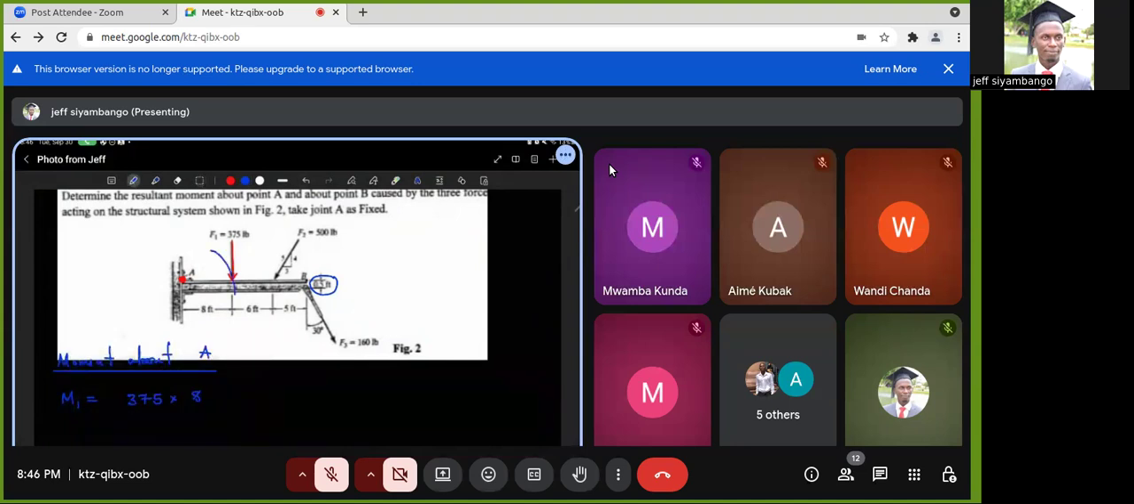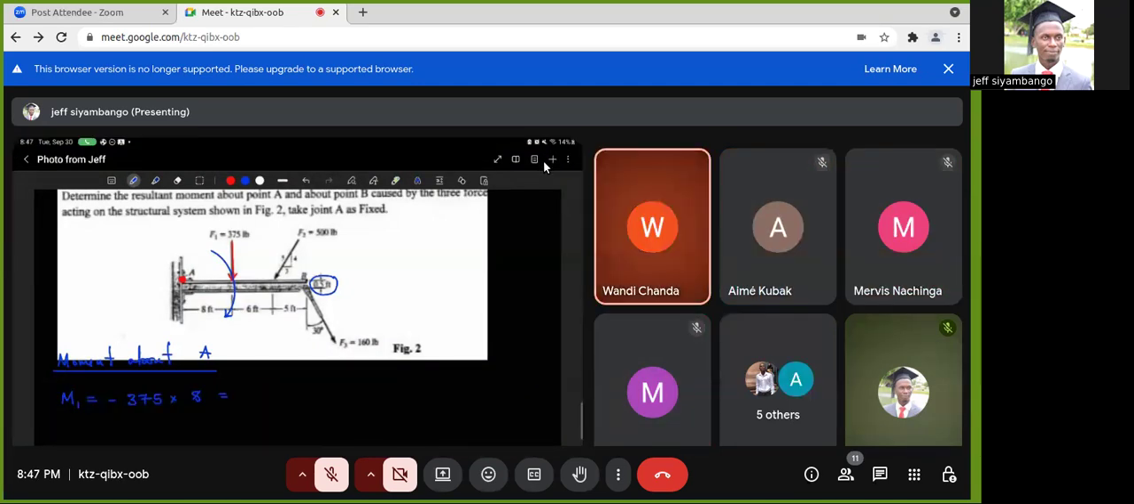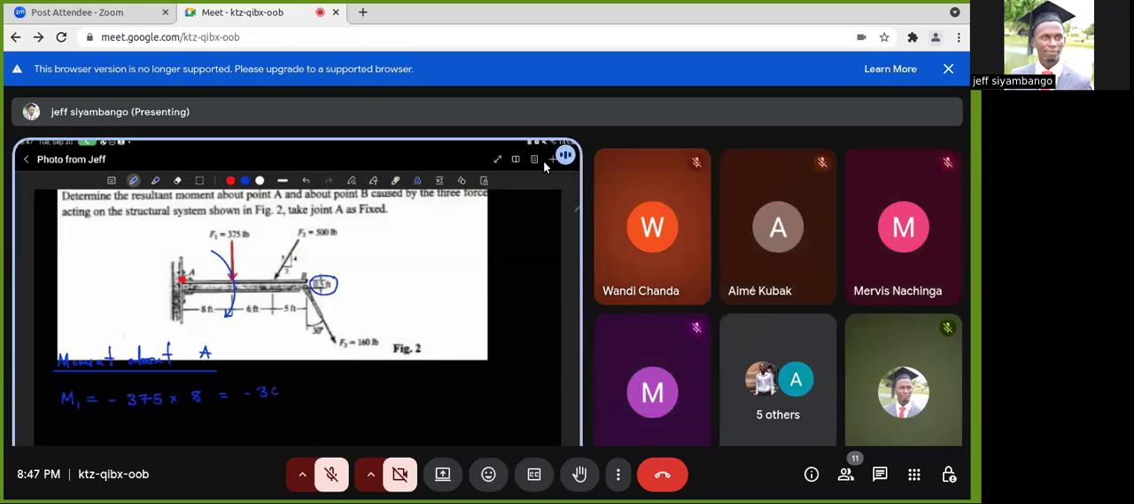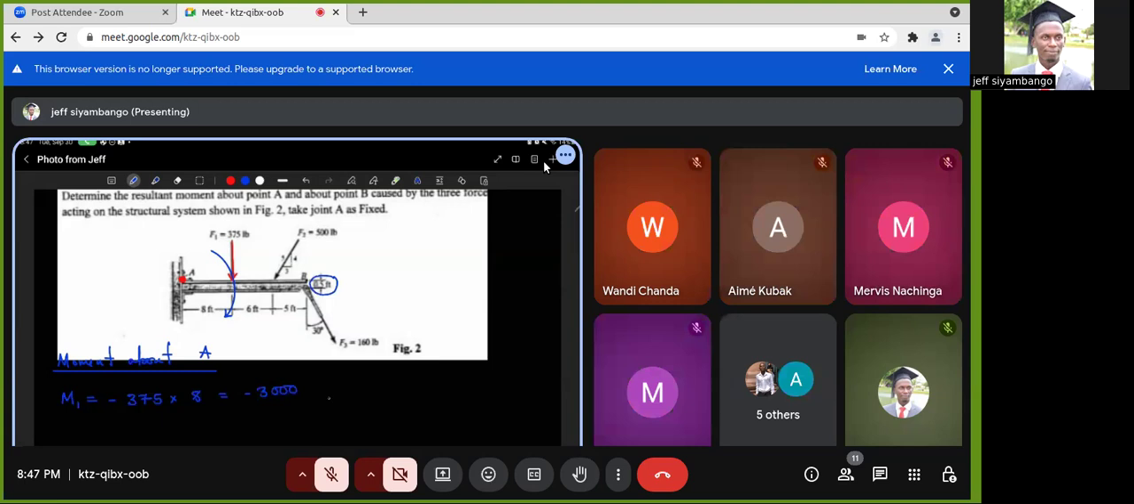F1 causes clockwise rotation. So because it's causing clockwise, I'll give it a minus, since I said we'll take clockwise to be negative and anti-clockwise to be positive. What will be the product here? Getting negative 3,000. So the units, the force came with the pound, the length came with the feet.